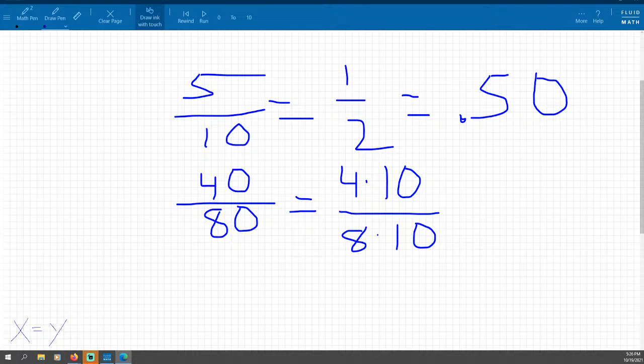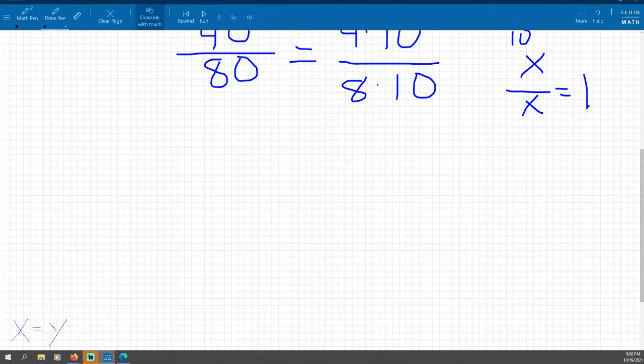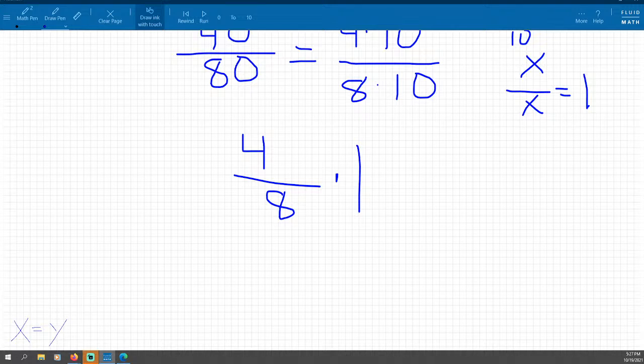So then what you do next is anything over itself is equal to 1. So x over x is equal to 1. So you can rewrite this part as basically 4 over 8 times 1. And that's going to equal 4/8.